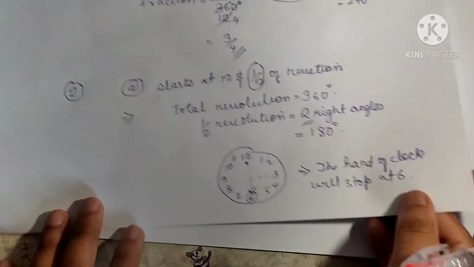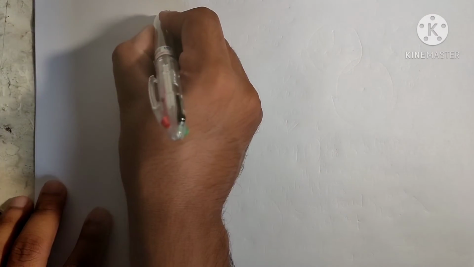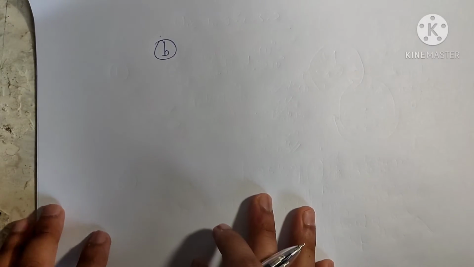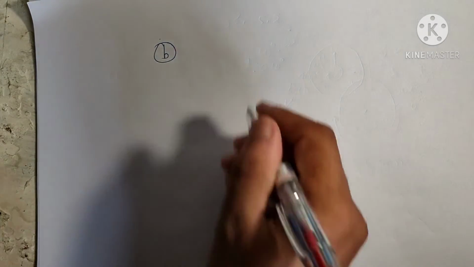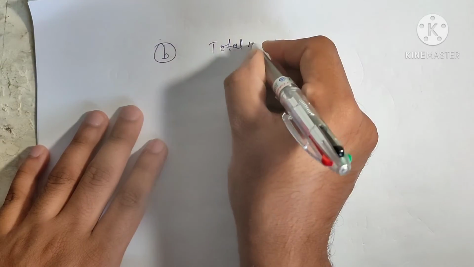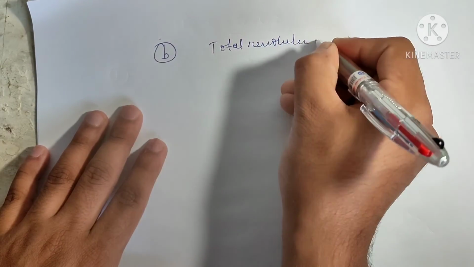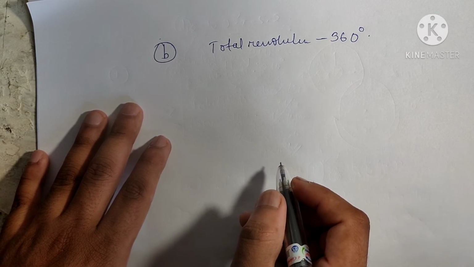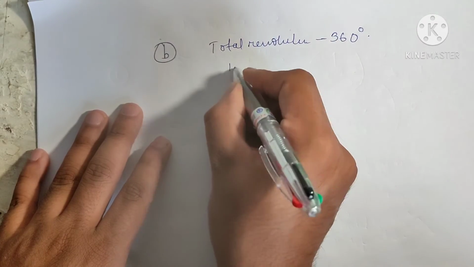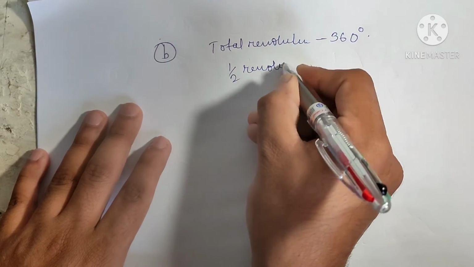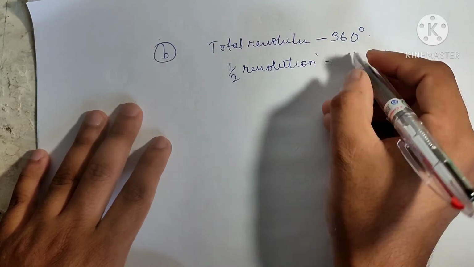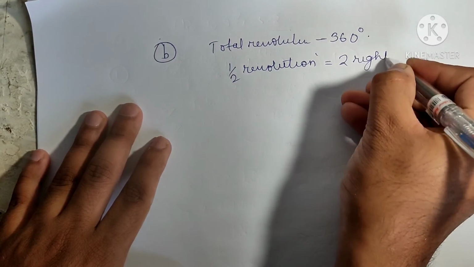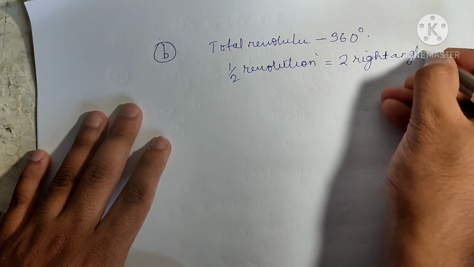Hope you understand. One more I'll solve for you. So for your better understanding, number B starts again at 2 and makes a total revolution. Always start by writing total revolution equal to 360 degrees. Now the clock is saying half of a revolution. Already we know half revolution equals how much? Two right angles. That means two times it will rotate.